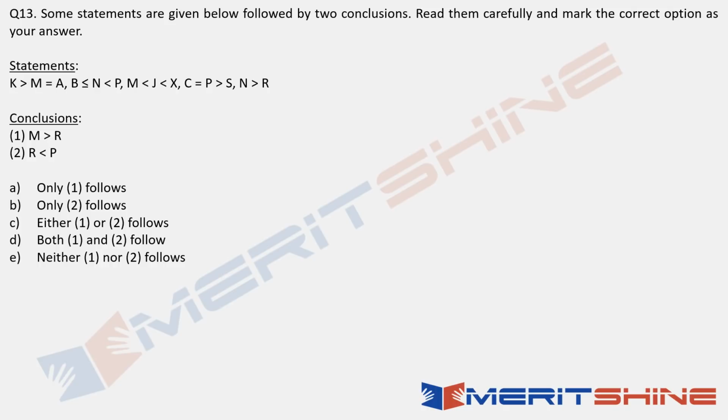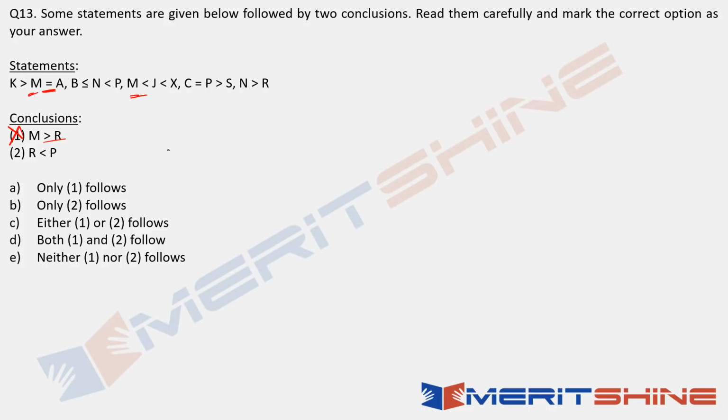This is probably the easiest type that you can get in the paper. So these are the statements here, followed by 2 conclusions. Let's look at the conclusions. M is greater than R. Look at M. This is M. Fine. It's less, less, less. Here also less. Where is M greater? M greater is nowhere. This is M equal to A. So A greater. Let's find A greater. There is no A greater. So it cannot be true.